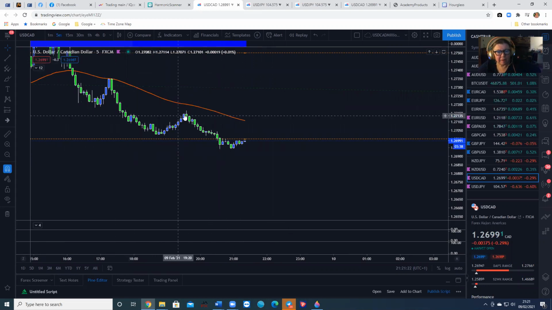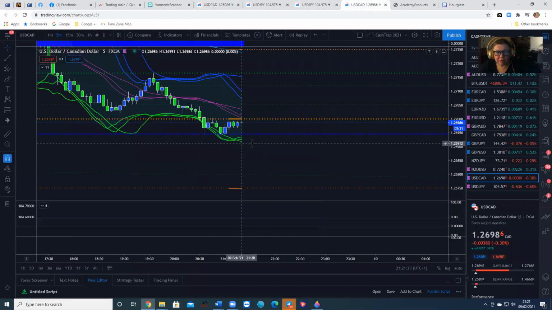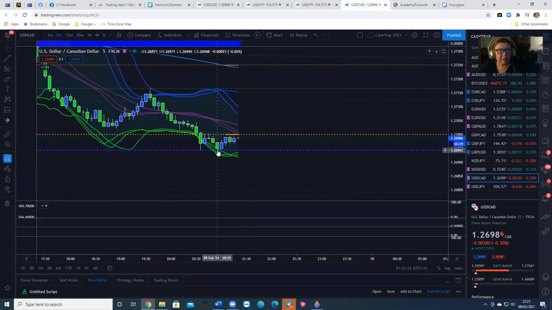And this is the final bit of the Elliott wave. I'm on the 5-minute there. And if you look at it on the cash trap chart, that's on the 5-minute as well. Then you can see it's come off the Bollinger Band, and it's just coming up there.